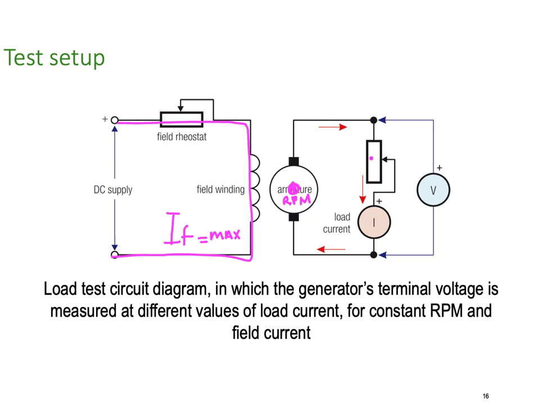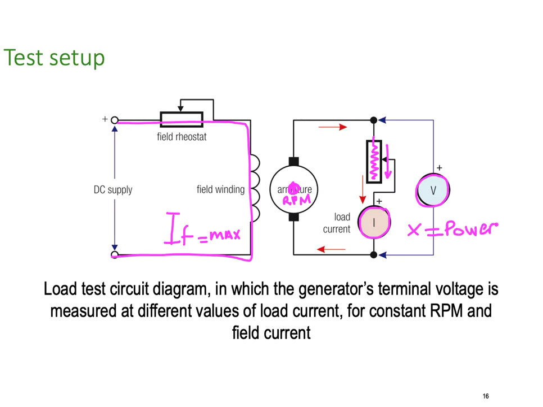But what we are going to do is have a load. This is effectively a variable resistor, and we're going to vary this backwards and forwards. We're going to measure the current in the load and the voltage across the load. That'll tell us how much current is being provided, what's happening to the voltage, and if we were to multiply those two together, we would end up with the amount of power being put out of the machine.